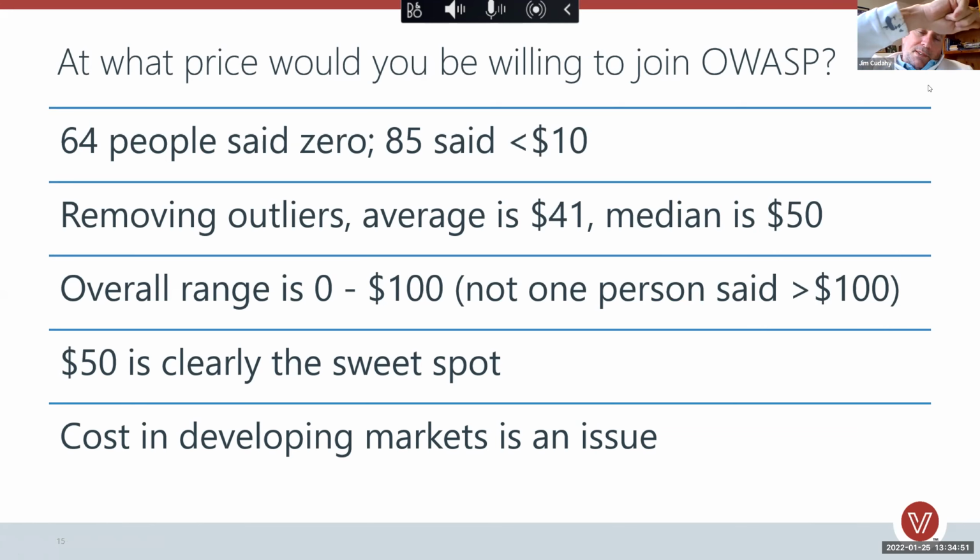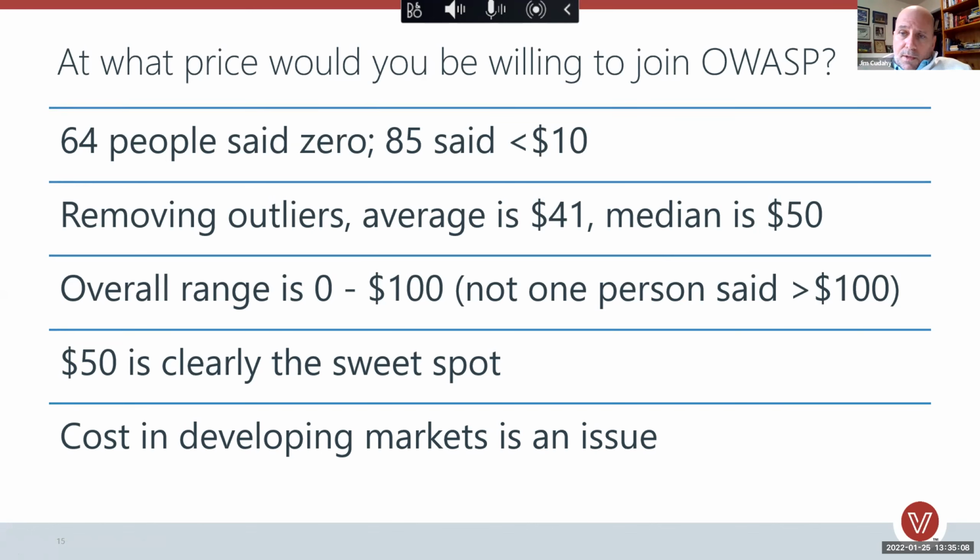It was a slider that you could pick where it was the appropriate part, and we got a whole lot of people to answer it. But we factored out the people that said 0, right? So if they're not willing to, we don't want to have that be part of your average. And we also had 85 people who said less than $10.